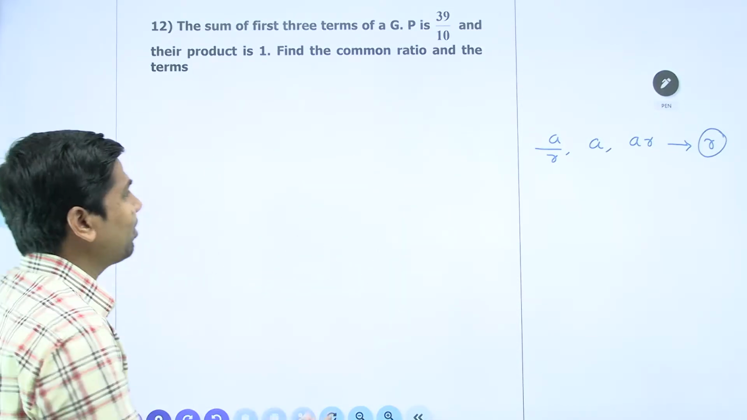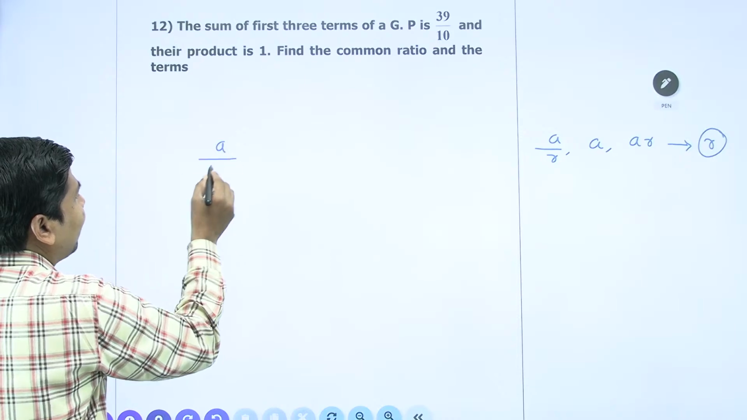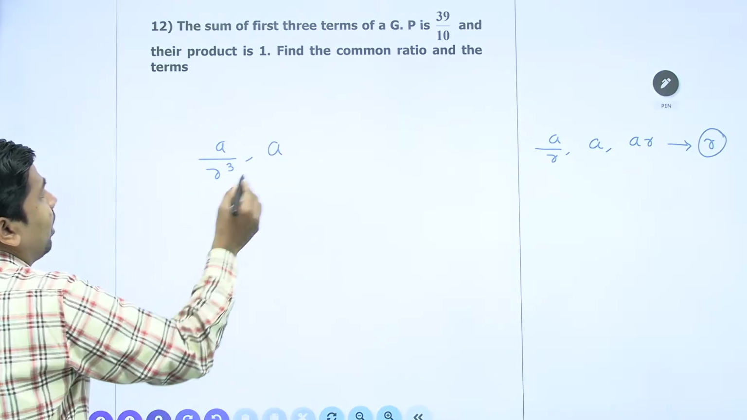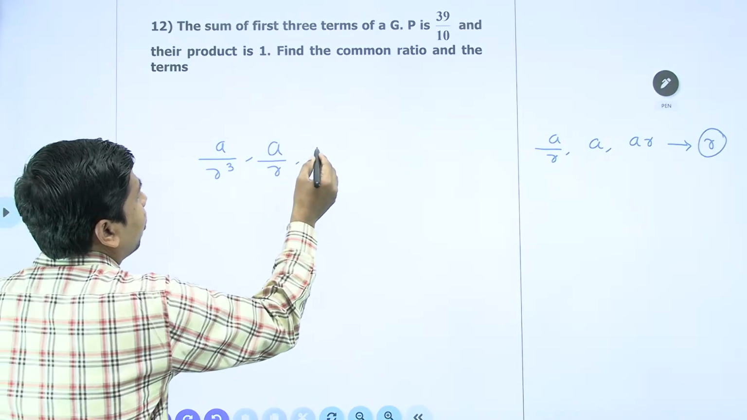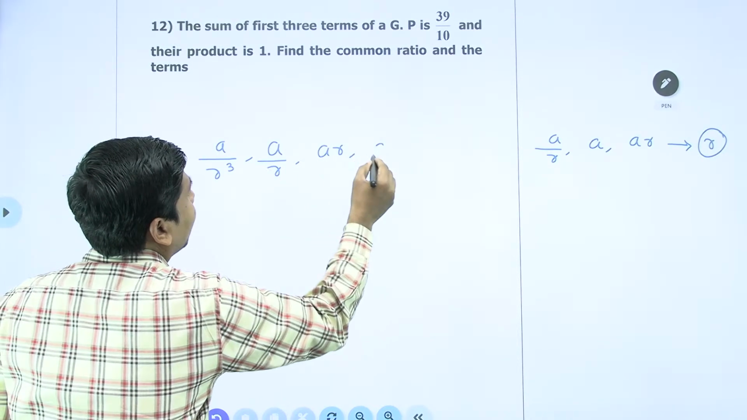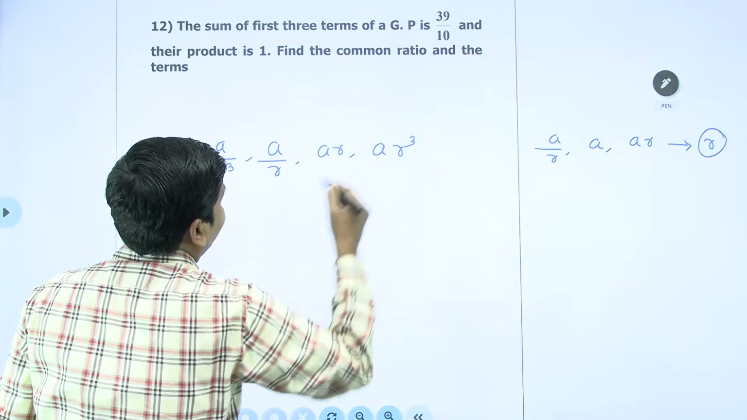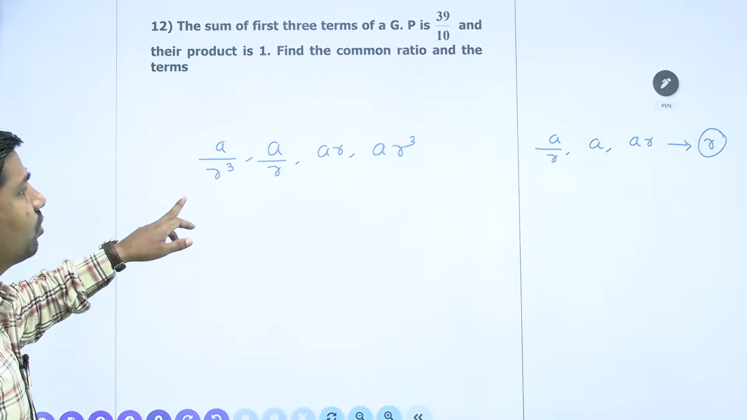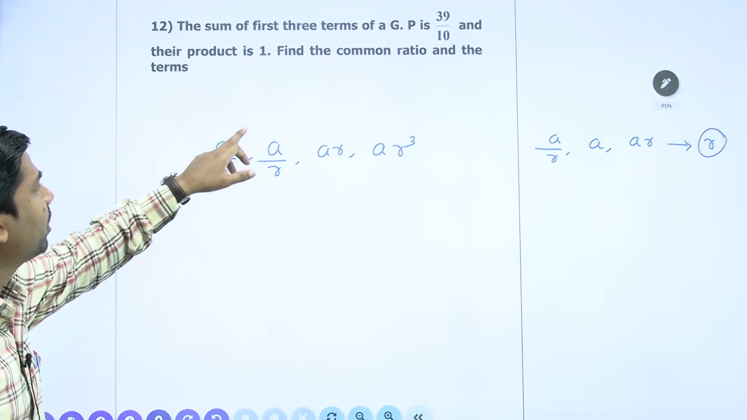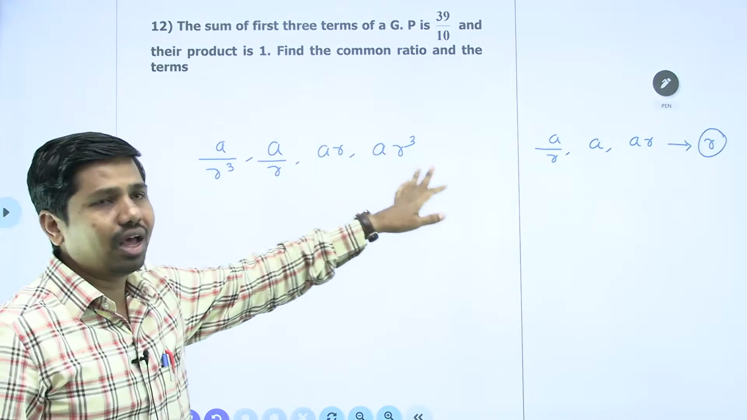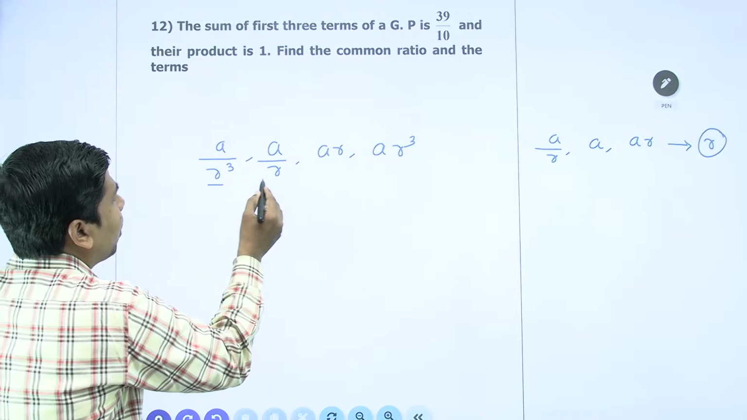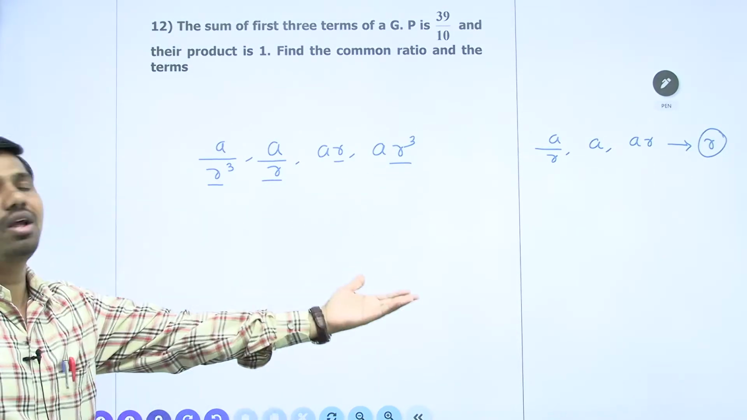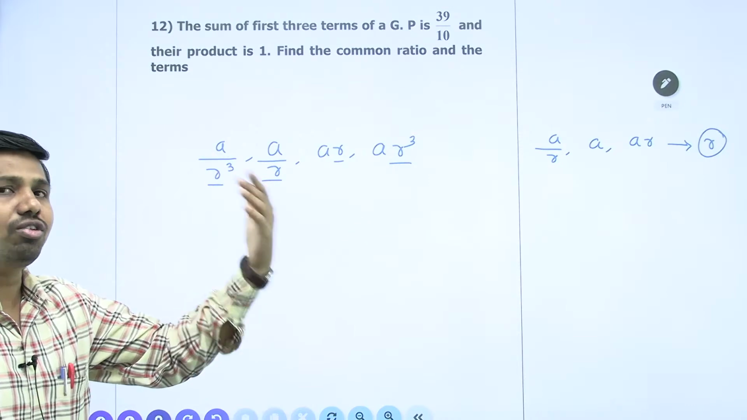So if four terms are given, four terms have to be taken as A by R cube, A by R, AR, and AR cube. Those four terms of a GP you take as A by R cube, A by R, AR and AR cube, because R cube into R is R to the power 4, and again R into R cube is R to the power 4. If I take the product, again R will get cancelled and you get the A value.